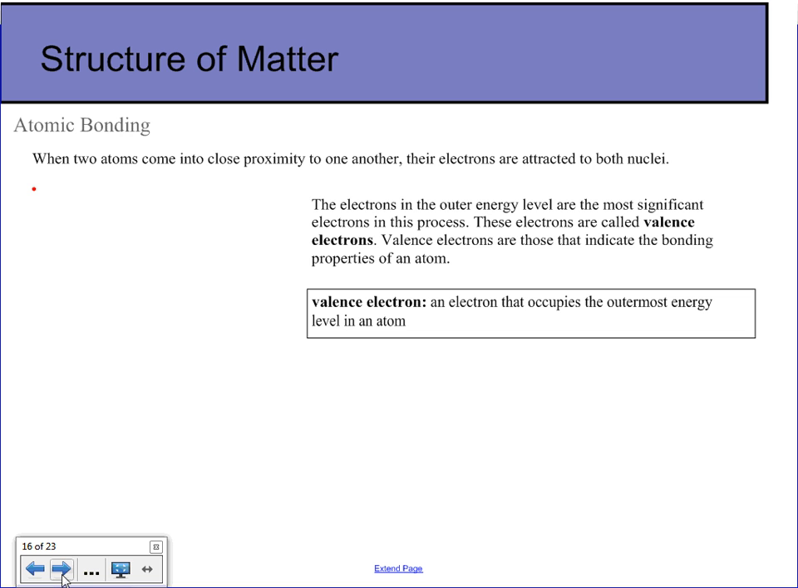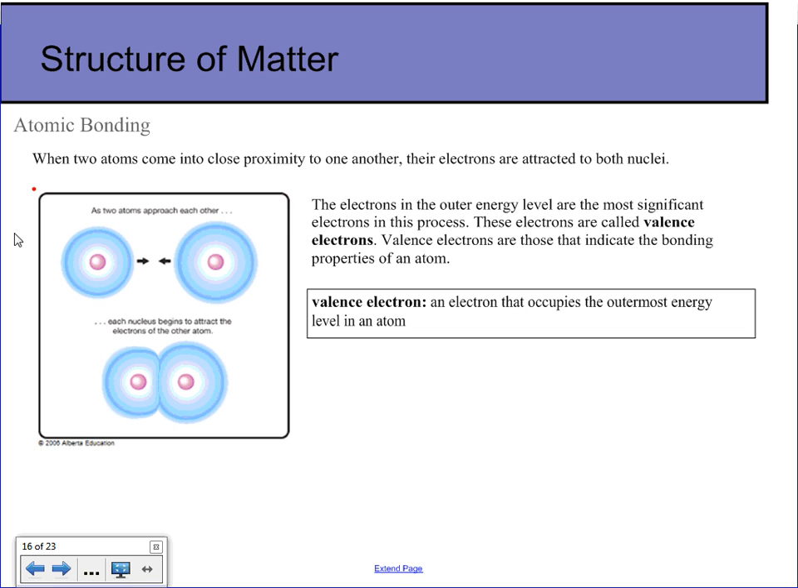So, atomic bonding. When two atoms come into close proximity to one another, the electrons are attracted to both nuclei. The electrons in the outer energy level are the most significant electrons in this process. These electrons are called valence electrons. Valence electrons are those that indicate the bonding properties of an atom, the electrons that occupy the outermost energy level of an atom.